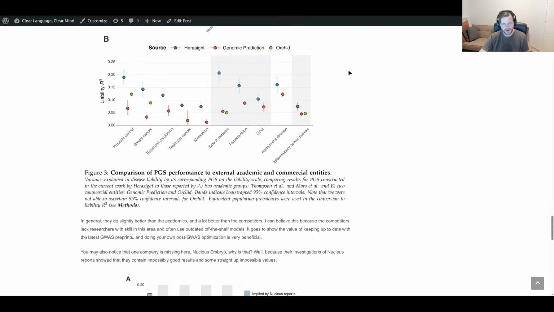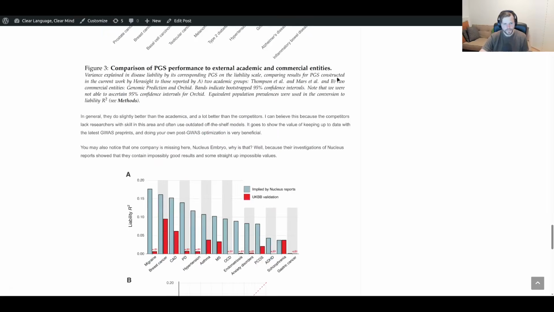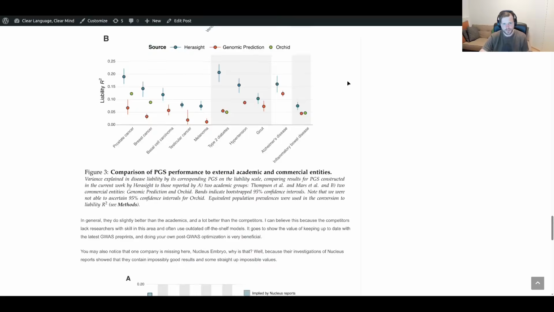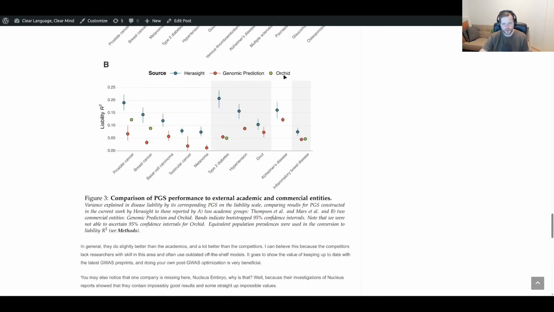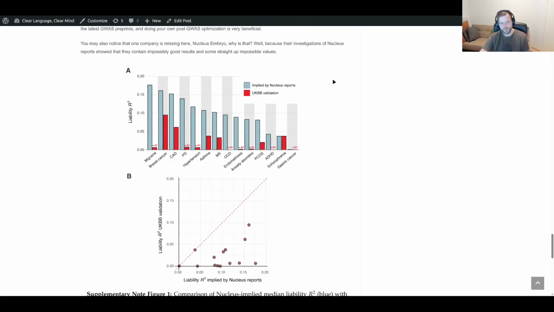Anyway, there's one competitor that's not listed here. We have Heresight, Genomic Prediction, and ORCID. These are the established players. Genomic Prediction was the first, ORCID, I think, was the third, and there was a second one which no longer exists. I forgot what it's called, or maybe it's doing something else. So one of them is missing here.